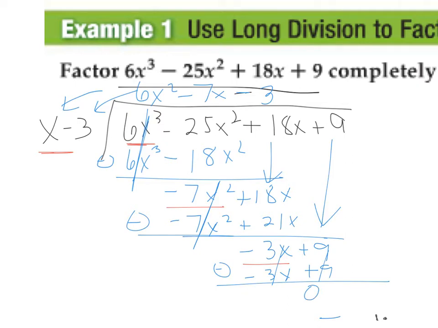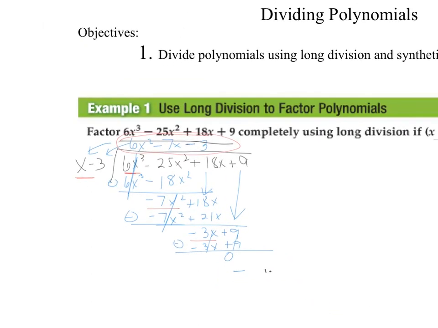So that means I'm done, which means it was completely factorable. And that's my answer. What this tells me is that the polynomial that I started with has at least one factor of x minus 3. So what I divided by divided into it evenly, and so it gives me a factor of x minus 3.